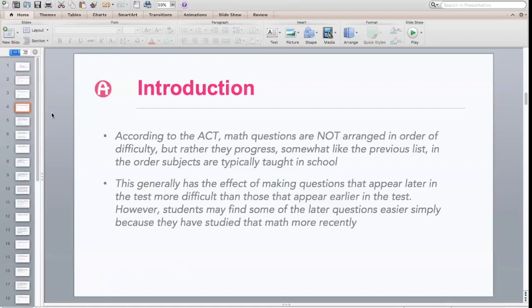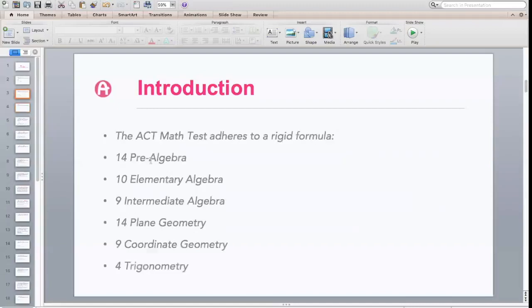Officially, according to the ACT, math questions are not arranged in order of difficulty, but rather they progress somewhat like the list on the last slide. In other words, when they were taught at school. So if we go back to this slide, you're going from pre-algebra all the way to trigonometry. So this is basically middle school math through algebra 2 or the beginning of pre-calculus.